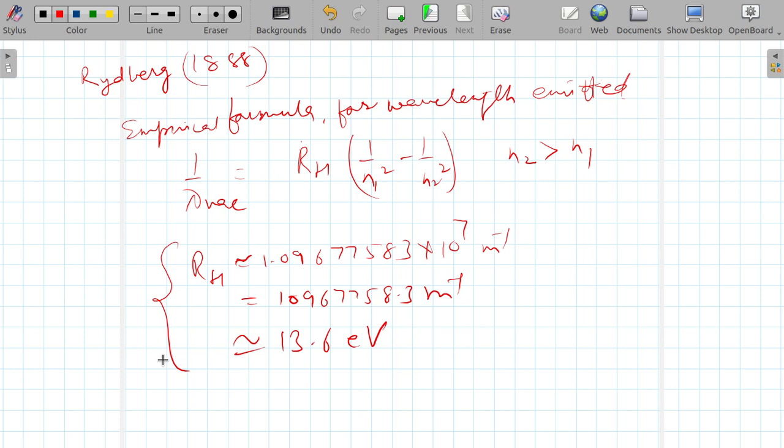And later Bohr made a very beautiful effort in 1911 to explain the spectrum of hydrogen atom using quantum theory, and he also derived the Rydberg constant. So we will talk about that in the next lecture. So thanks for watching this lecture.